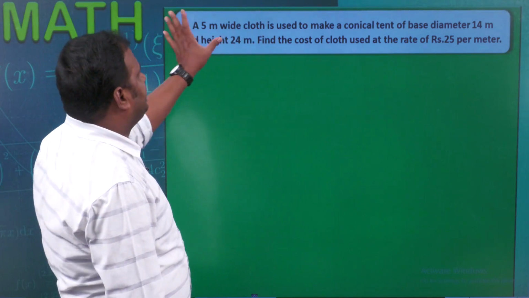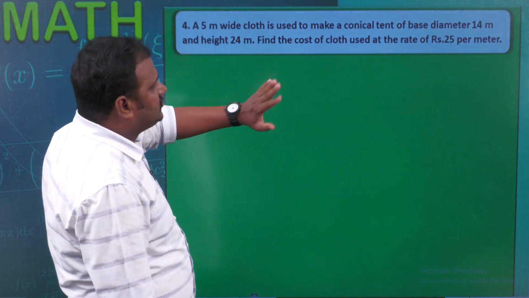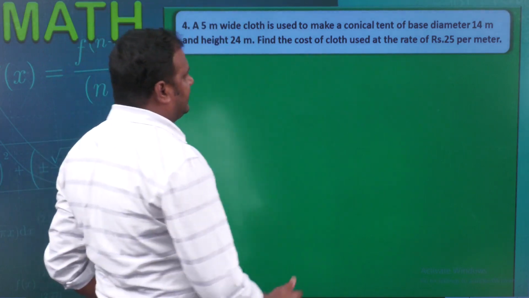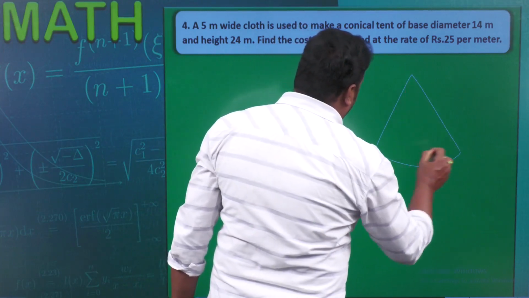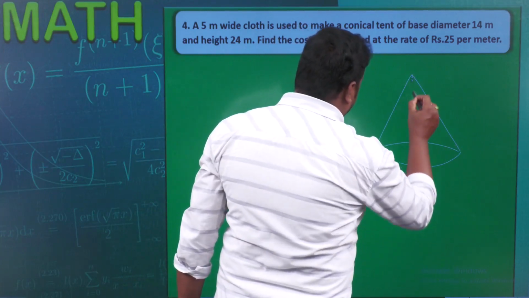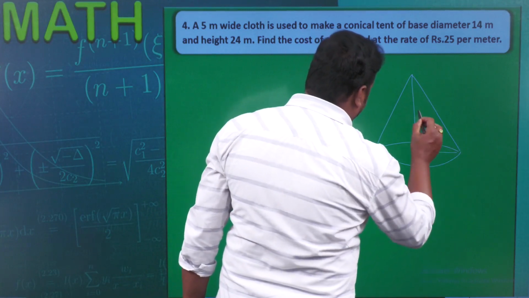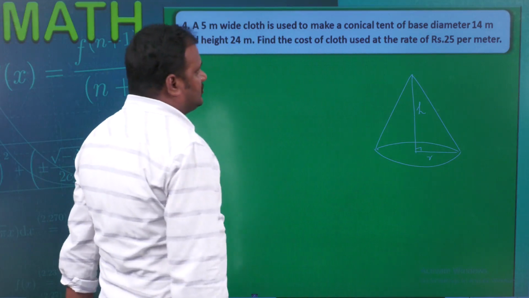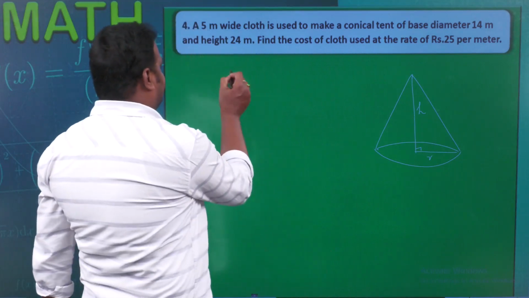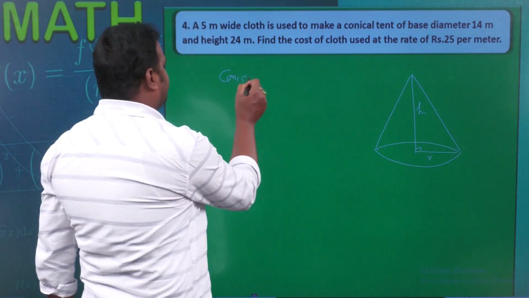See, some 5 meters wide cloth is used to make the conical tent. A conical tent is nothing but it is in the form of a cone. So this is a conical tent. This is the height of the cone and this is the base radius. So height and radius, this is of course perpendicular.